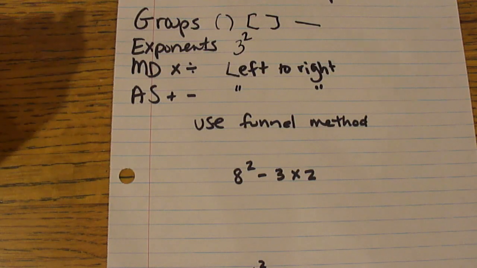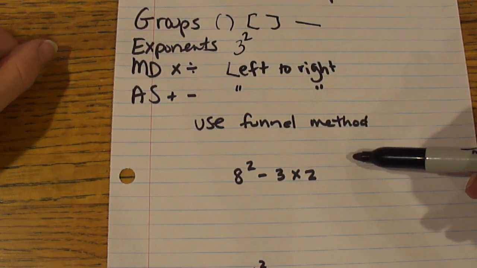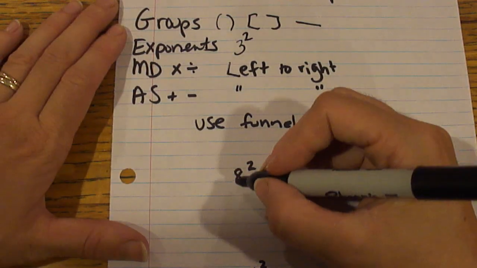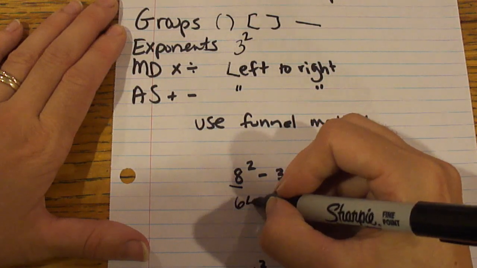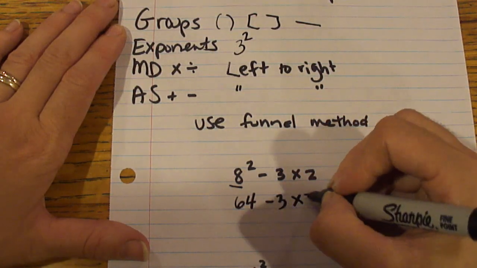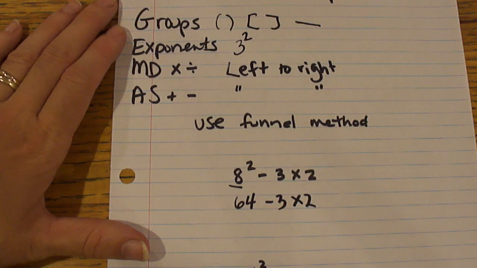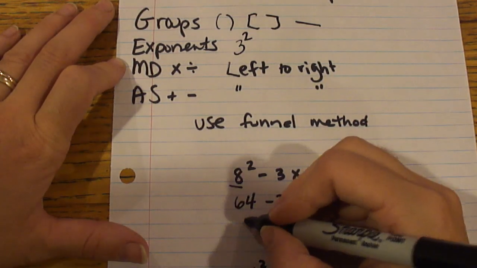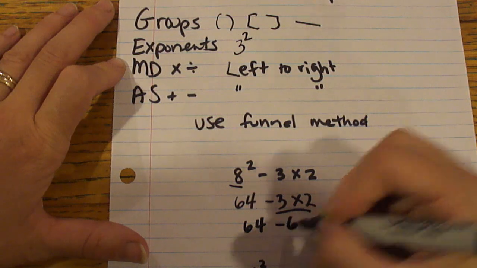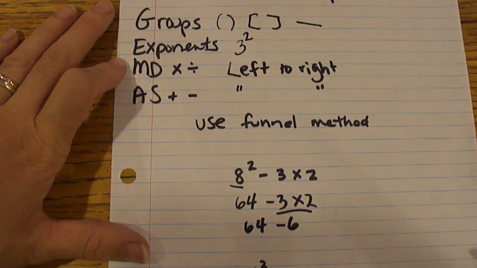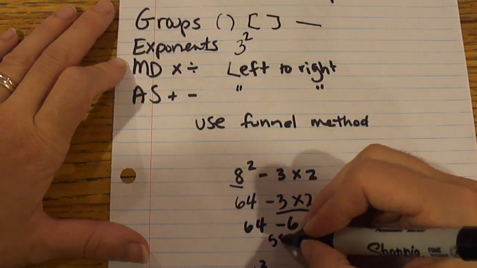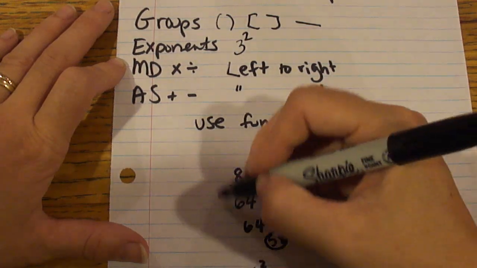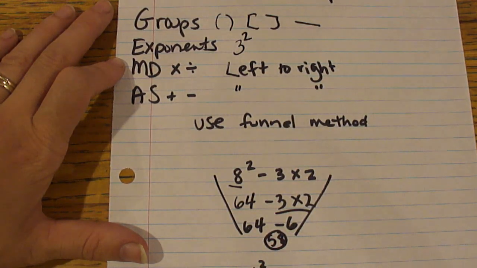I start by saying, do I have any grouping symbols in this problem? No. Exponents? Yes. Start with 8 squared, that's 64, minus 3 times 2. I'm going to rewrite the whole problem. The next thing on my list is multiplication and division. So I do this next, but I don't change the order. 64 minus 6. I now do my final operation, so I get 58 as the answer. It's called the funnel because it looks a little bit like a funnel.